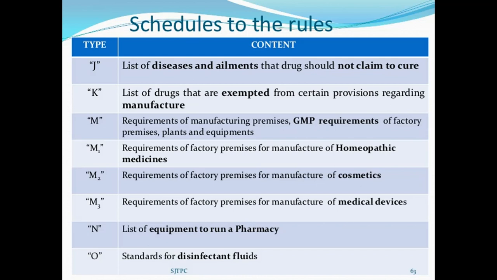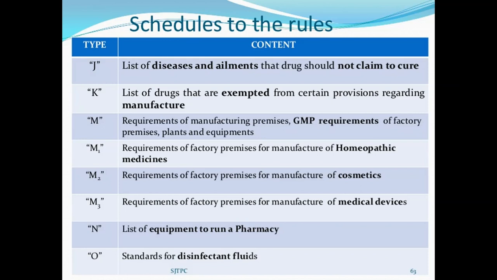And likewise, Schedule N is important. What is Schedule N? The list of equipment to run a pharmacy. Pharmacy means a store, a druggist and chemist shop. So what are the requirements? Suppose after doing your B Pharm, you want to start a chemist and druggist shop. What is the size of the shop? What instruments must you keep? Whether a refrigerator is required or anything else. All this is stated in Schedule N.